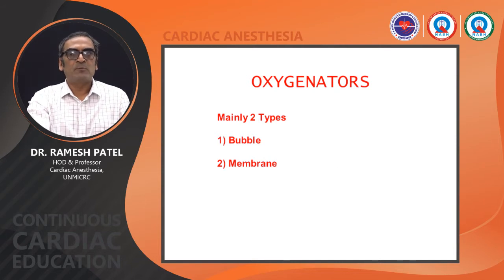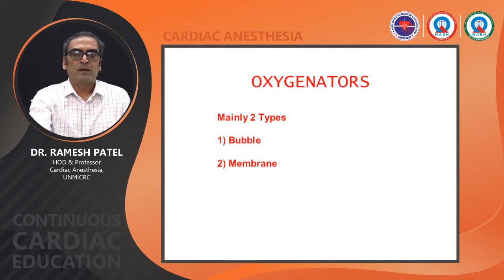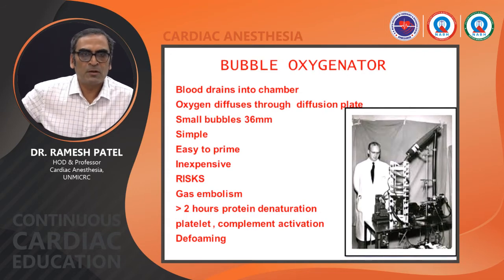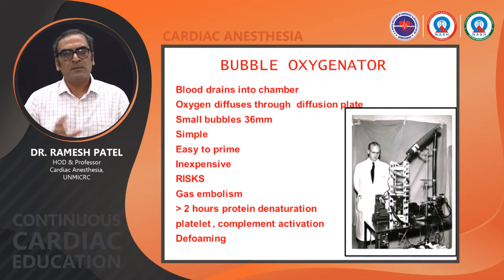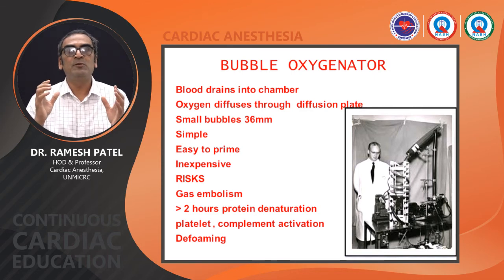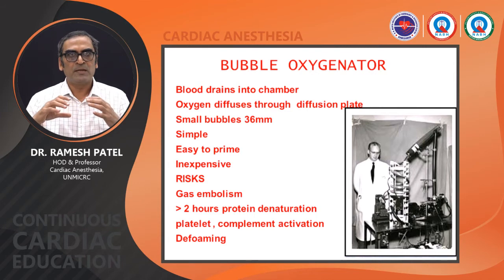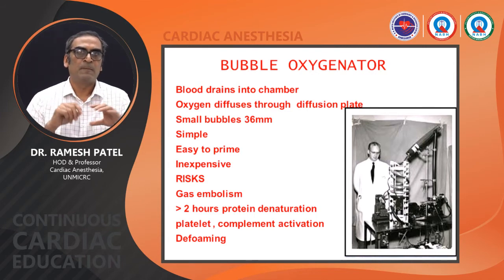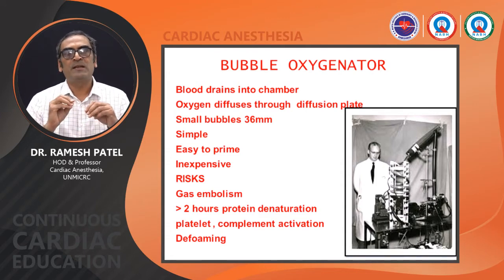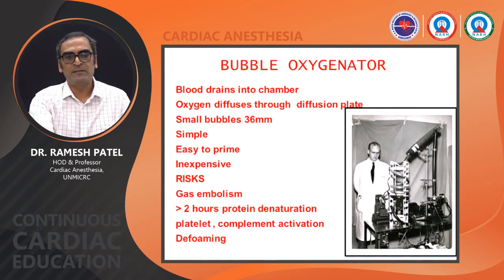Oxygenators: mainly two types of oxygenator are in practical use. One is the bubble oxygenator and the second is the membrane oxygenator. But bubble oxygenators are not used nowadays. It was used many years ago. The basic principle of the bubble oxygenator is that blood is drained into a chamber and oxygen is diffused into it, so that deoxygenated blood gets oxygenated, and then oxygenated blood is given to the patient. But the main problem of the bubble oxygenator is air embolism. It is also difficult to assemble and huge in size, so it is not used nowadays.